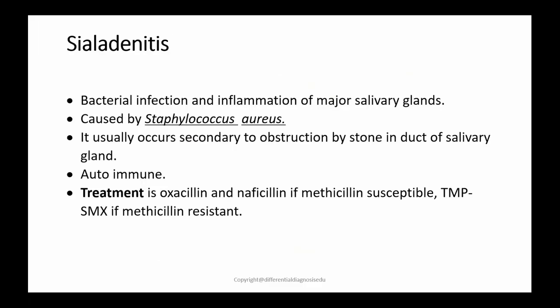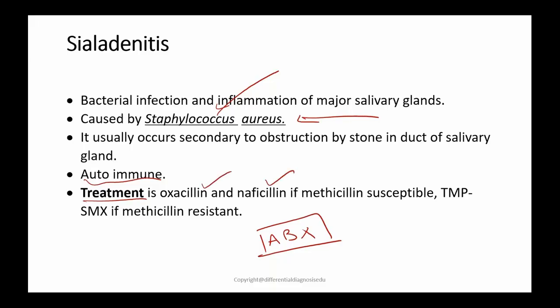Sialadenitis, infection of the major salivary gland caused by Staph aureus. Another cause is if there is obstruction by stone in the salivary gland, that can also cause sialadenitis. It is an autoimmune disease. Treatment is antibiotic, depending on the organism. So if it is MSSA sensitive, oxacillin, nafcillin, if it is MRSA resistant, then you can use Bactrim. You have other choices too.